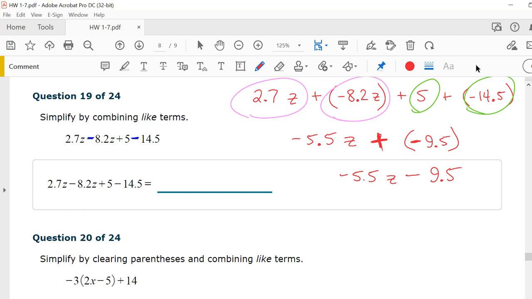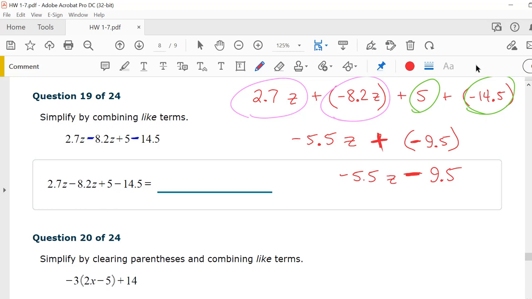That plus a negative turned into minus. Now, can I combine any of those? And the answer is no. This one has a coefficient times z. That one's just a coefficient. Those are not like terms. I cannot do anything to those.